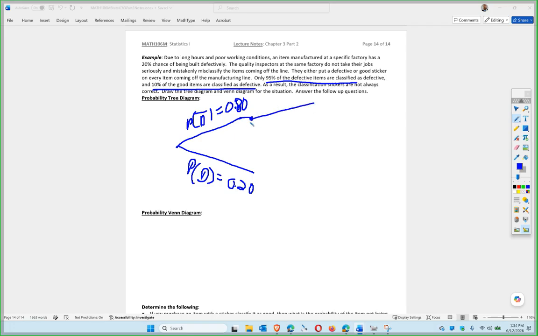So at that point, you're going to have one of two things. They're either going to be labeled correctly or not, correct? So probability of being correctly labeled or not correctly labeled, right? And this is under the condition they were not defective to begin with. Right, not defective to begin with, versus being correct or not correct, but they were defective to begin with, right?